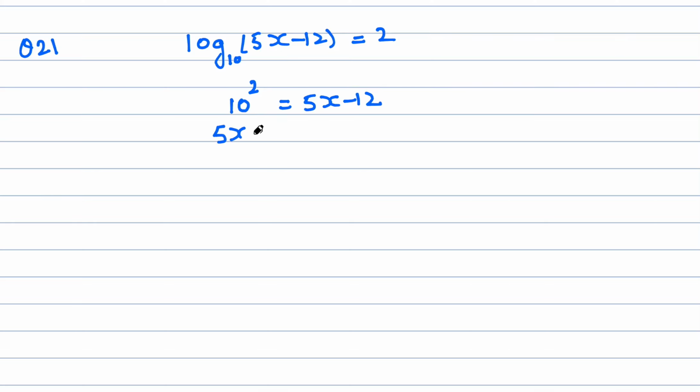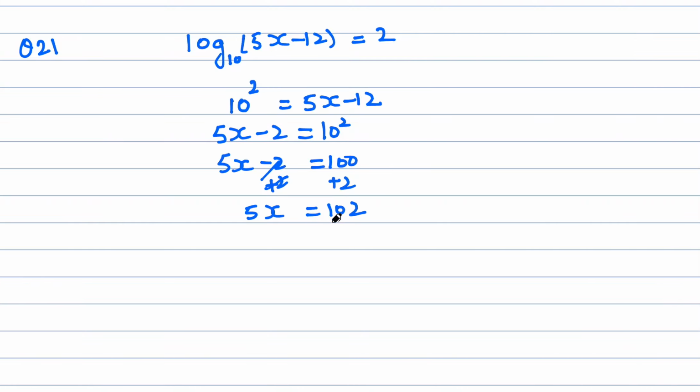So I'm just changing the two sides: 5x minus 2 is equal to 10 squared, which is 100. Adding 2 on both sides, it's cancelled. 5x is equal to 102. Dividing by 5 on both sides. Okay, it's kind of a mixed fraction, but that's okay. This is the value which is going to satisfy our log.